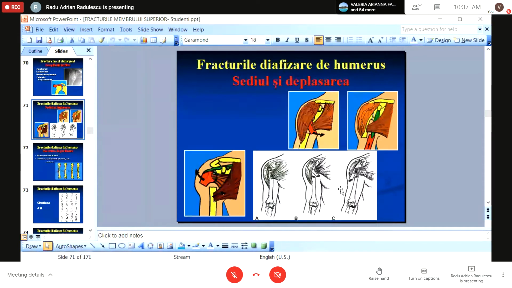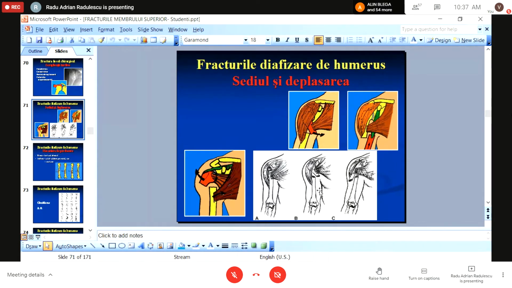Okay, thank you. So we can see here that if the fracture is in between the insertion of the pectoralis major muscle and the deltoid muscle, then the proximal fragment will be displaced in adduction, because the pectoralis major muscle is more powerful than the deltoid muscle.